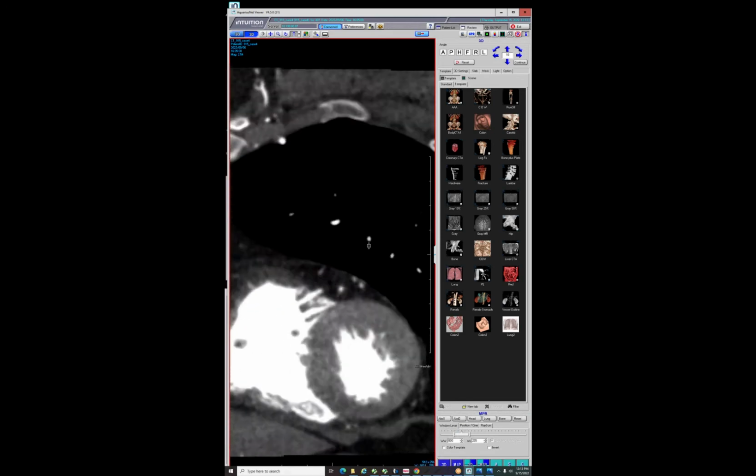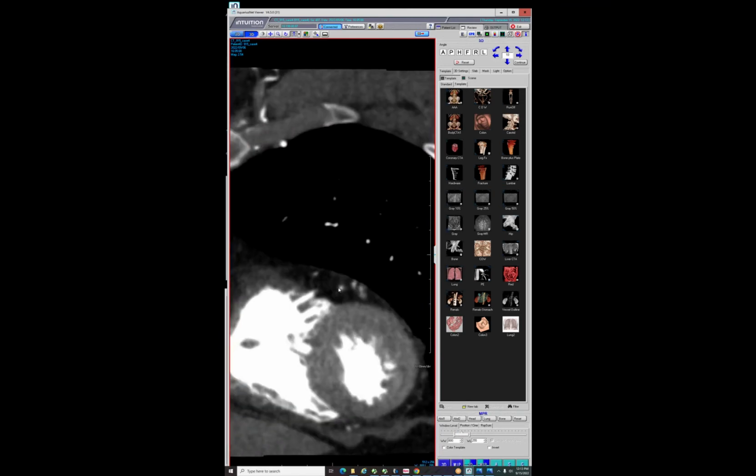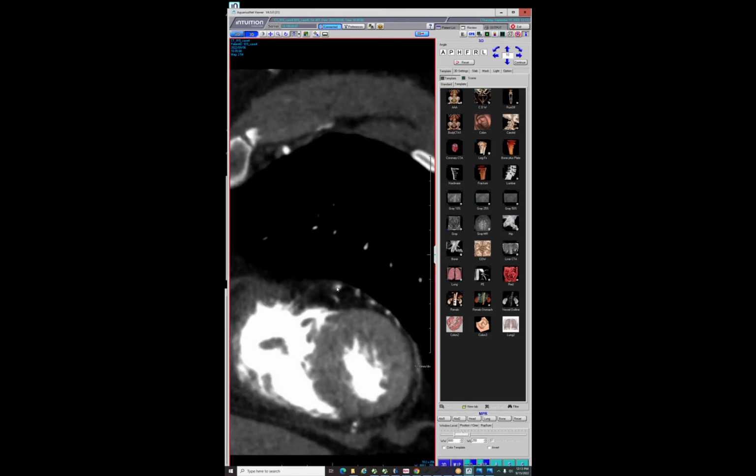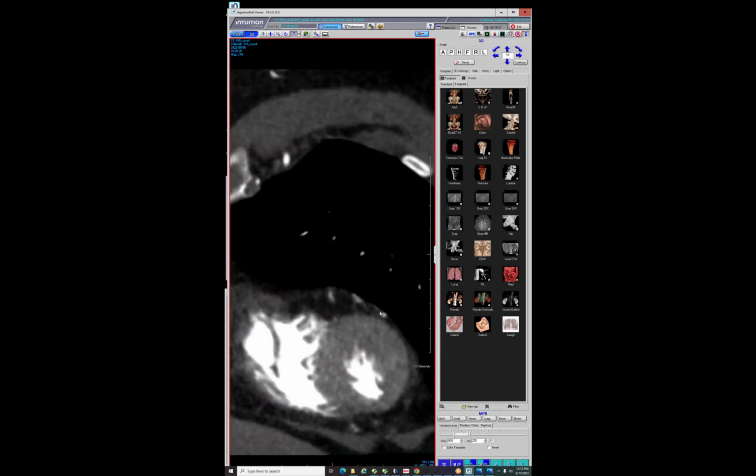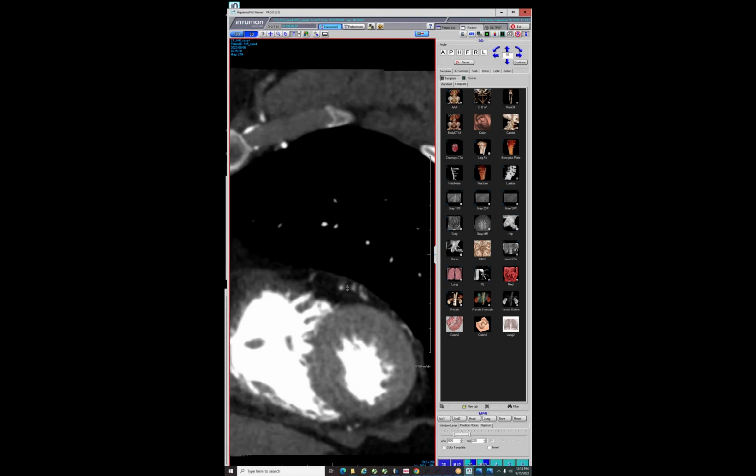So here it is, and then it goes all the way down. You can see it all the way around. It's also around the diagonal here, and then around the LAD as well. And the distal LAD gets just hammered from it.